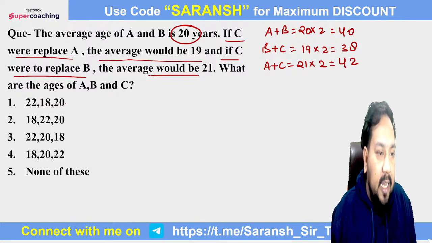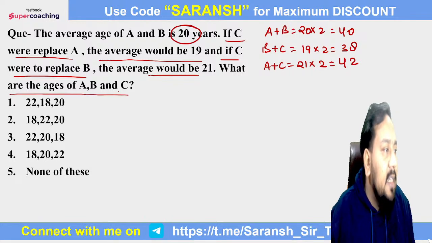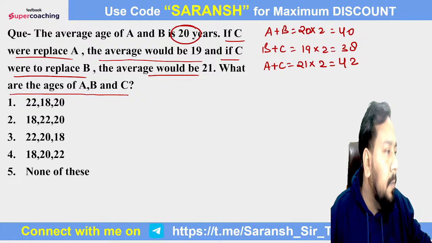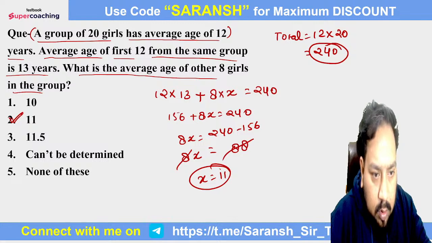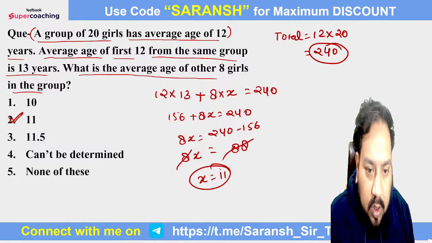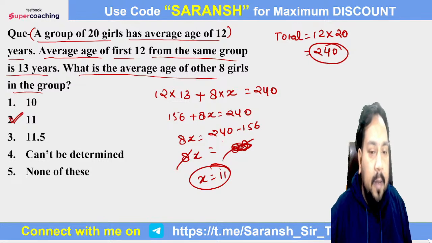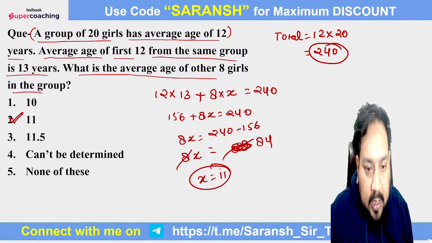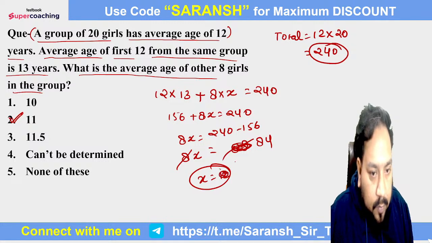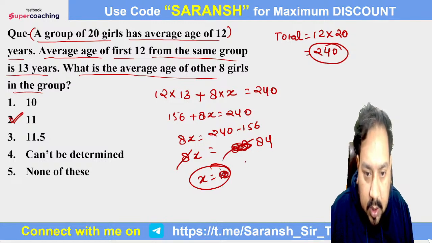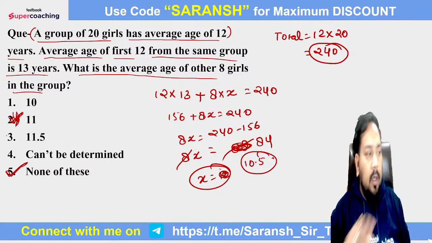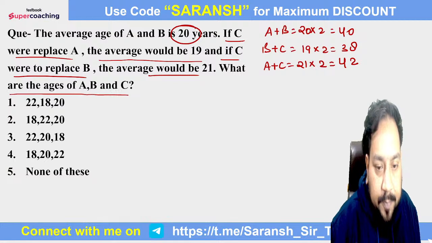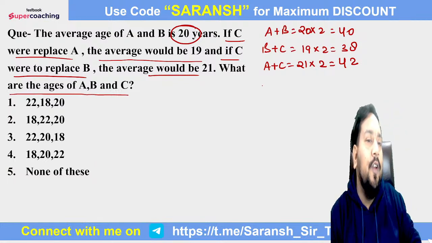Now tell me, what are the ages of A, B and C? Sorry, my bad. That was a mistake. Now tell me, how will you calculate it?